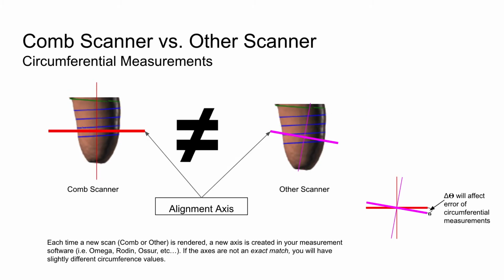If you're comparing the comb scanner to another type of scanner, a similar source of error applies. Each time a new scan is rendered, a new axis is created in your measurement software. If the axes are not an exact match, you will have a slightly different circumferential value readout.